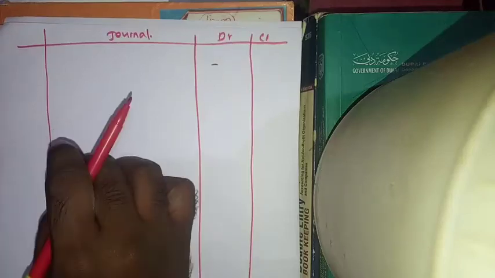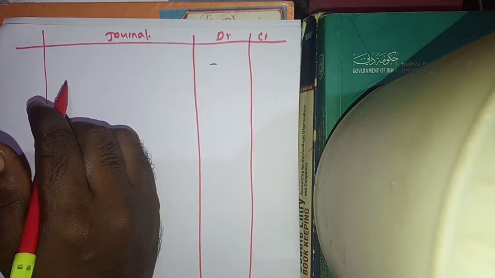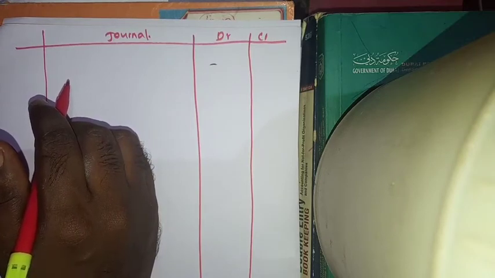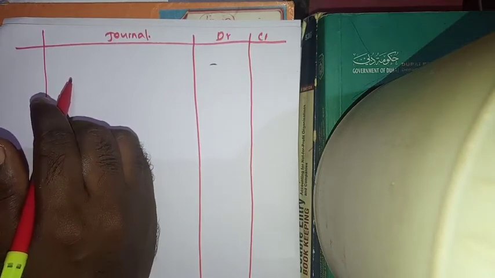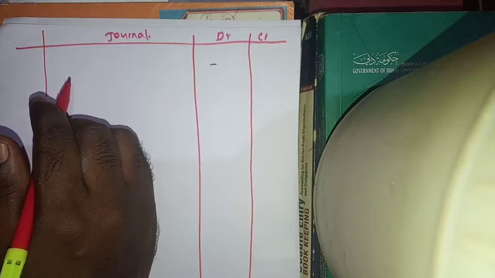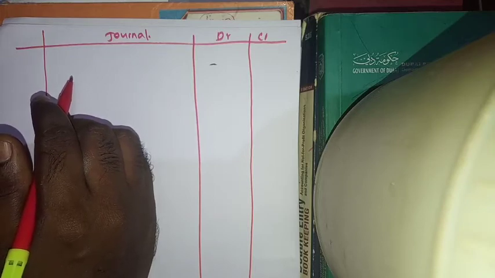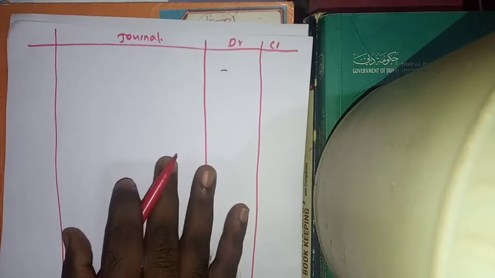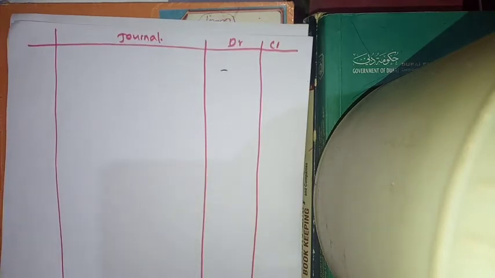My dear students, now we are going to study question number 14. Following balances appeared in the books of Radhika Traders as on 1st April 2019. Okay, so first of all, I am going to write the journal entry.